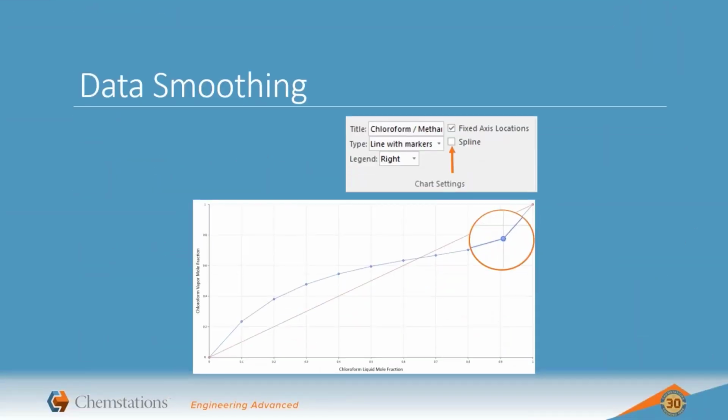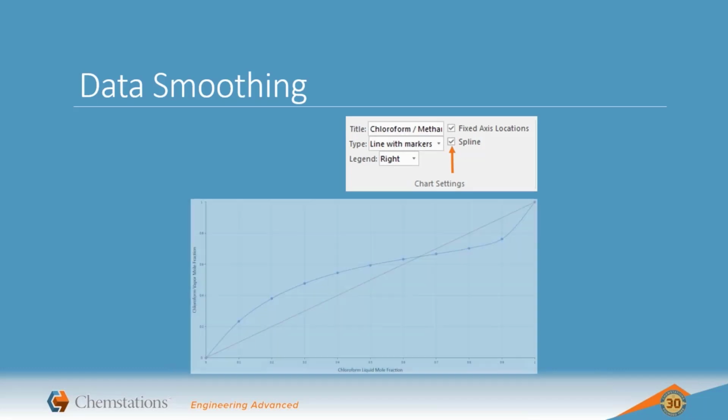And finally, to further improve the look of a chart, we can check the spline option to redraw the graph using smooth lines instead of our default straight lines.